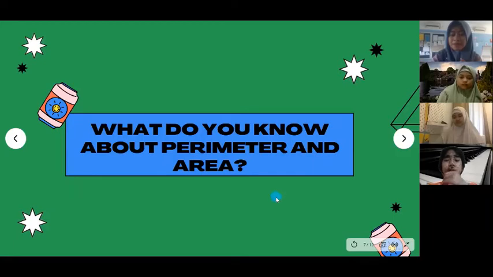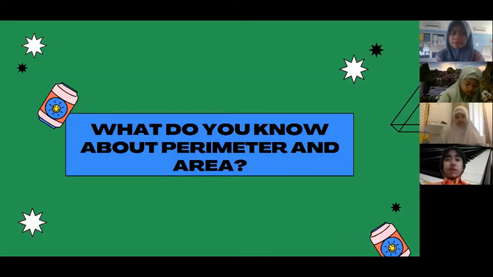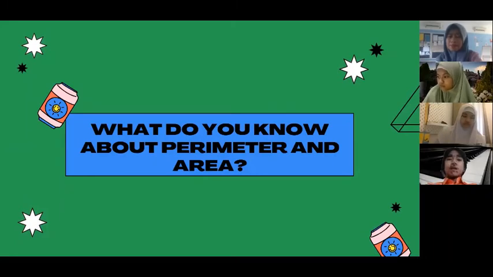Maybe for perimeter is when we go around the edge of that two-dimensional figure, and then for area is, we could say, the full size of that two-dimensional figure. Okay, thank you Rio for your answer.